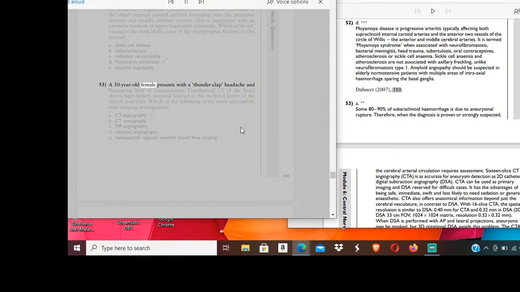53. A 50-year-old female presents with a thunderclap headache and fluctuating level of consciousness. Unenhanced CT of the brain shows high-density material layered in the occipital horns of the lateral ventricles. Which of the following is the most appropriate next imaging investigation? A. CT angiography. B. CT venography. C. MR angiography. D. Catheter angiography. E. Radionuclide regional cerebral blood flow imaging.